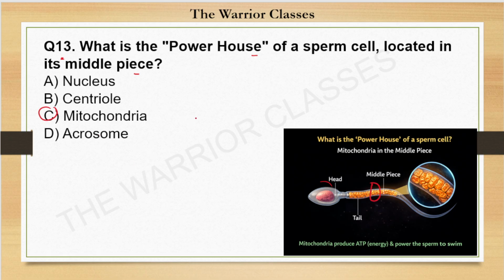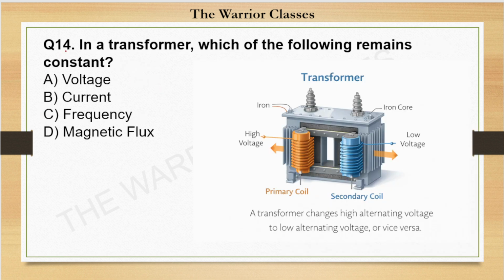Nucleus contains the genetic material, that is DNA, deoxyribonucleic acid. Now question number 14. In a transformer, which of the following remains constant? The correct answer will be option C, frequency. Now, a transformer changes the voltage. It changes high voltage to low voltage and also changes the current flow from high to low, but the frequency does not change.